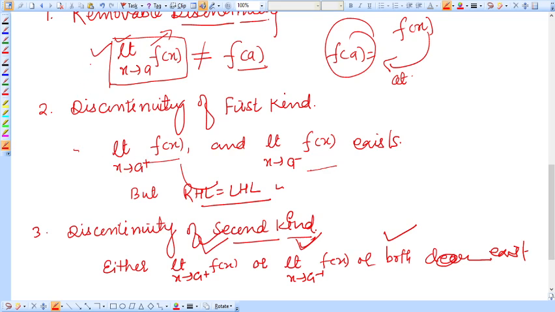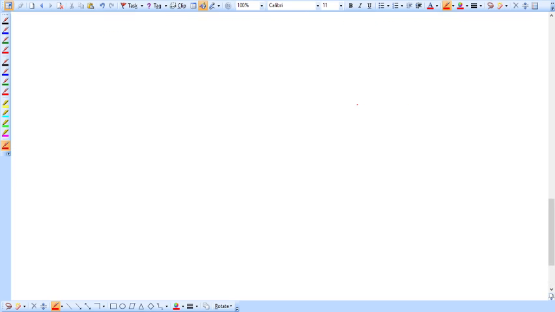If limit exists but it is not equal to f of a, that is value of the function, then this type of discontinuity is known as removable discontinuity. Okay, I hope you got it.